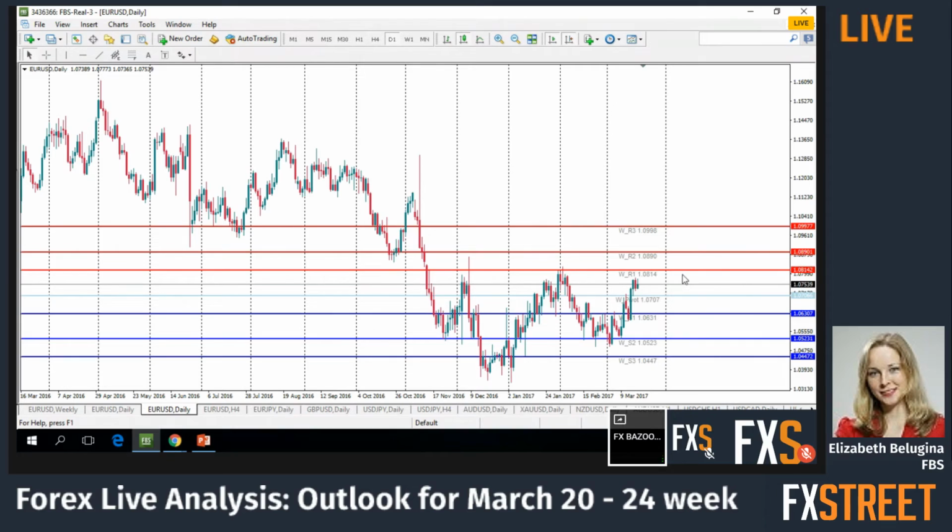The resistance levels, the targets, lie at 108.14, 108.90, and 110 approximately. So we don't usually target the third resistance or third support, but the first and the second seem to be quite attainable according to these weekly pivot levels, while support is at 106.30 and 105.20.